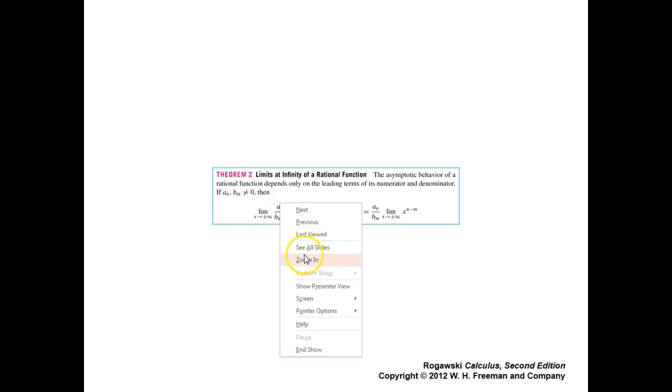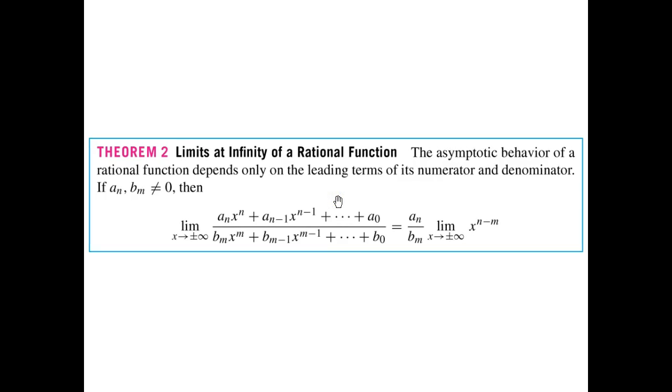Okay, here's limit 2. What if we have rational functions, ratios of functions? Now, actually, I think you hit pretty close to this in pre-calculus algebra, okay, when you dealt with rational functions there. The limits at infinity of a rational function, the asymptotic behavior of a rational function depends only on the leading terms of its numerator and denominator. It doesn't matter what these lower terms are doing.